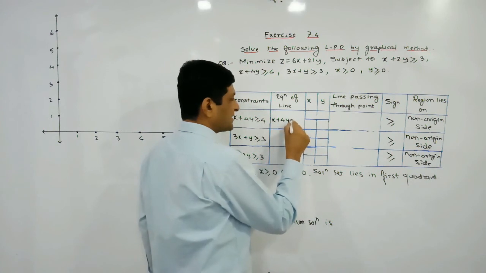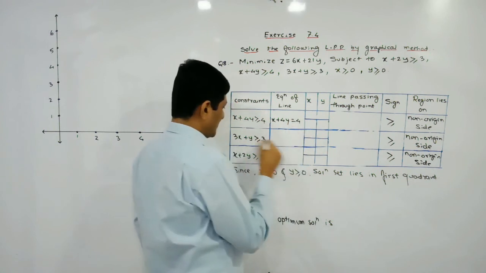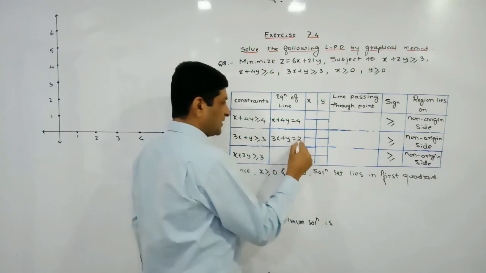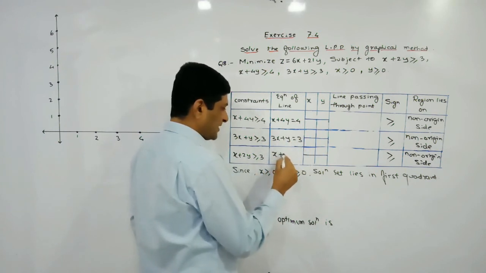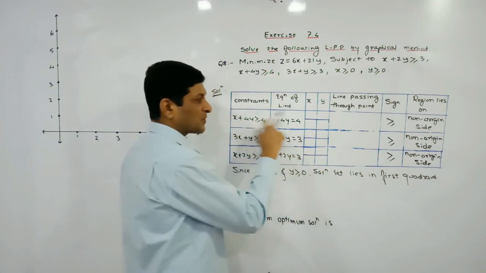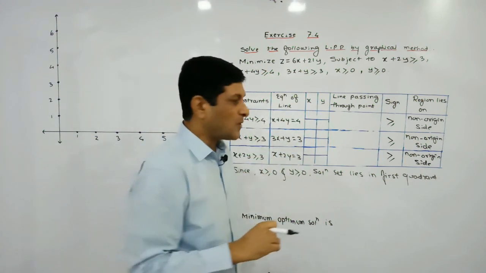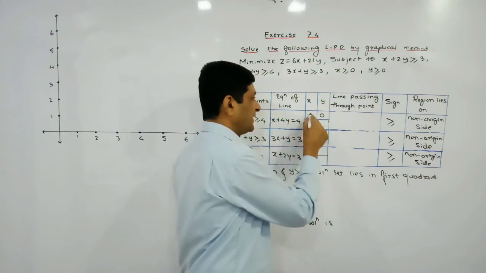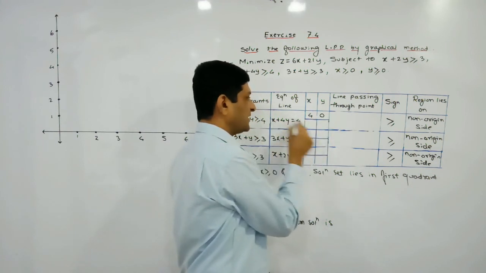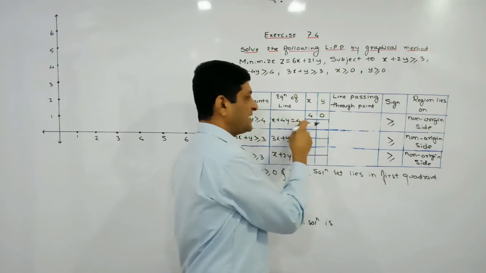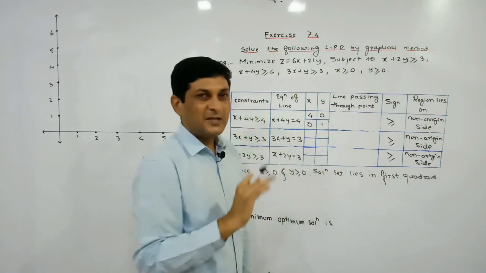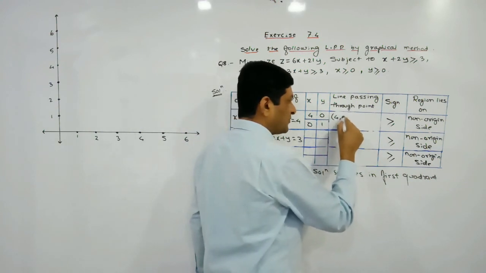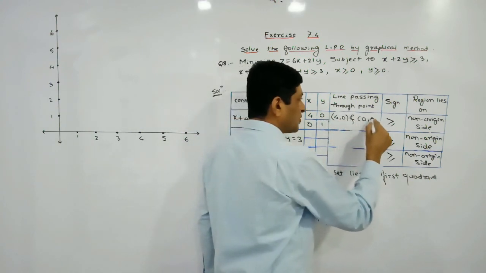So from the first constraint, or to find out the solution set of the first constraint, first construct the line x + 4y = 4. From the next constraint, the equation of the line is 3x + y = 3, and lastly x + 2y = 3. To construct these lines, try to find out the coordinates of 2 points on each line. First substitute y = 0, we will get x = 4. If we substitute x = 0, 4y = 4 implies that y = 1, so the first line passes through the points (4, 0) and (0, 1).